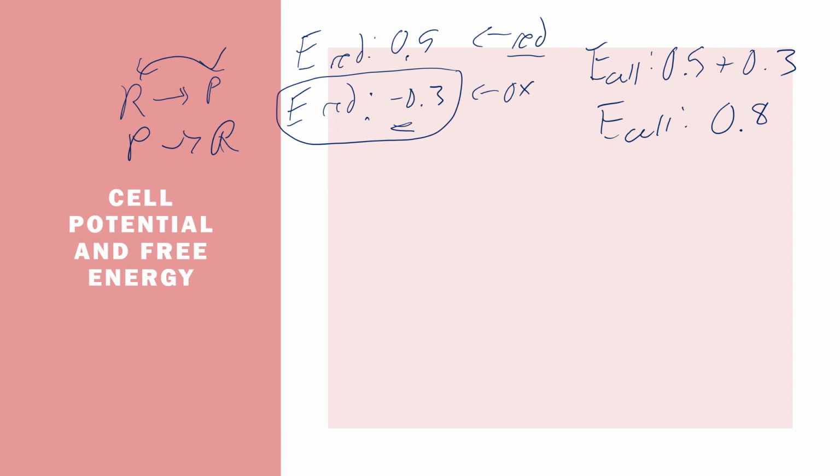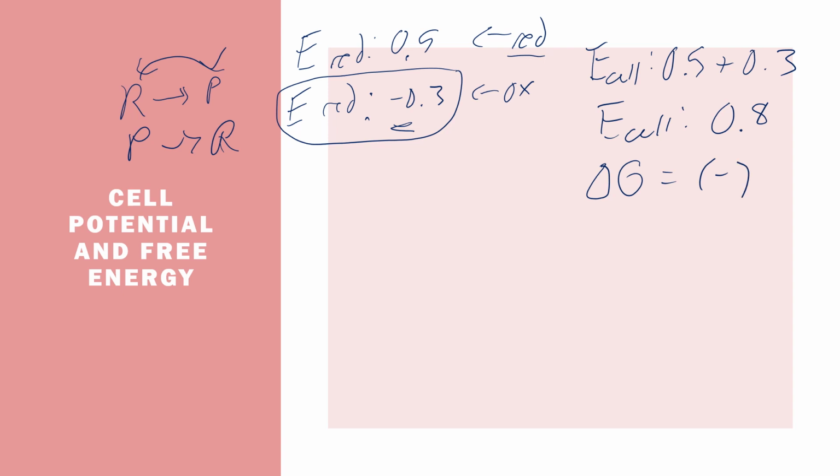It's spontaneous in the forward direction. This makes sense because voltaic cells or galvanic cells don't have a power source. You just hook them up and the reaction just happens. Okay, so that means that delta G for this must be a negative value.